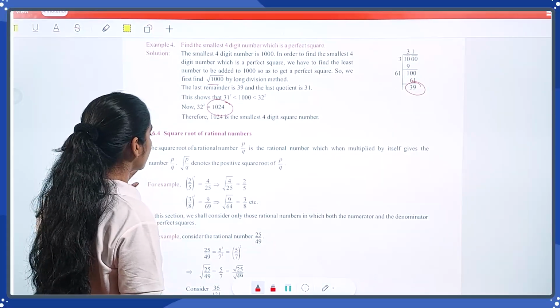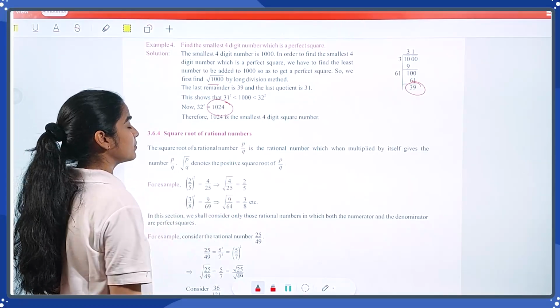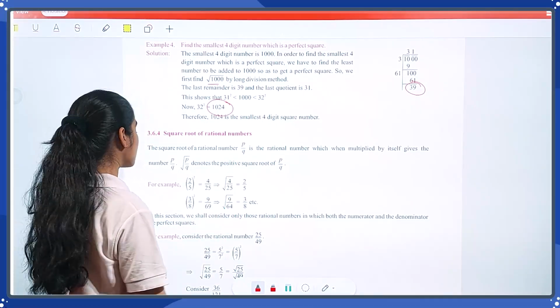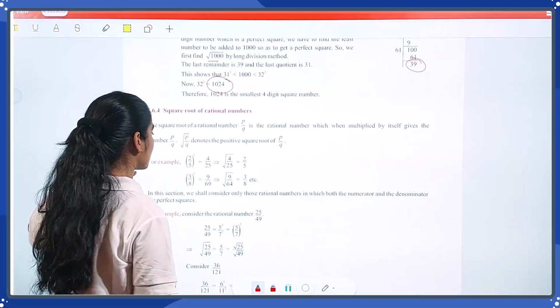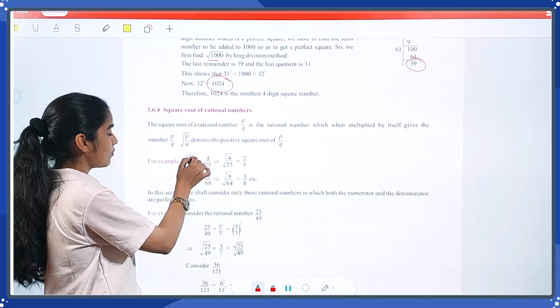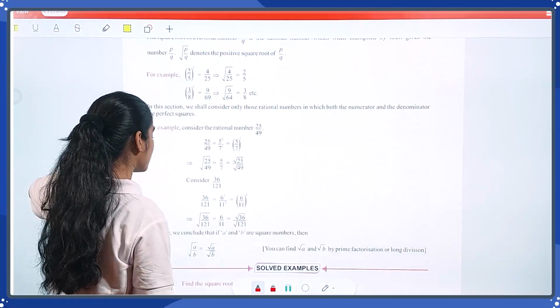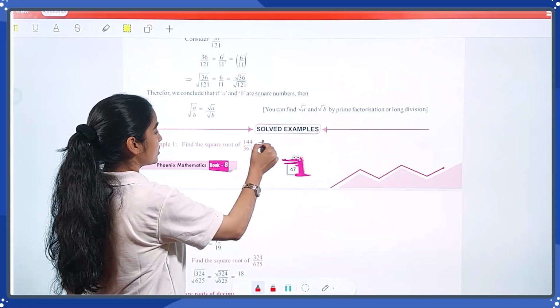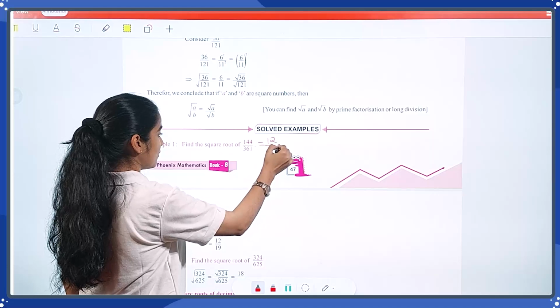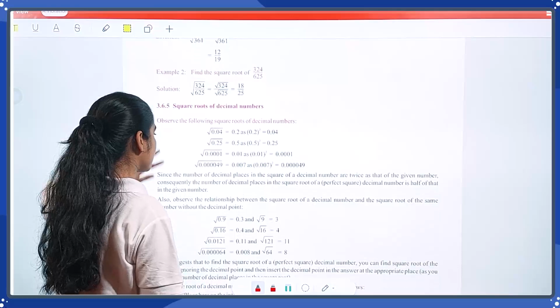Okay, square root of a rational number. The square root of a rational number p by q is the rational number which when multiplied by itself gives the number p by q. Root p by q denotes the positive square root. So 2 by 5 whole squared is 4 by 25. In that way you can simply solve it. Now find the square root of this. The square root of 144 is 12, and for 361 the square root is 19. That way you can simply solve it.